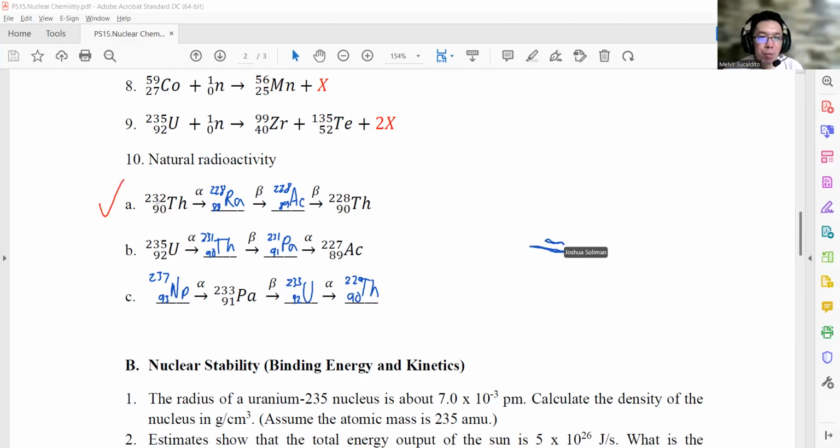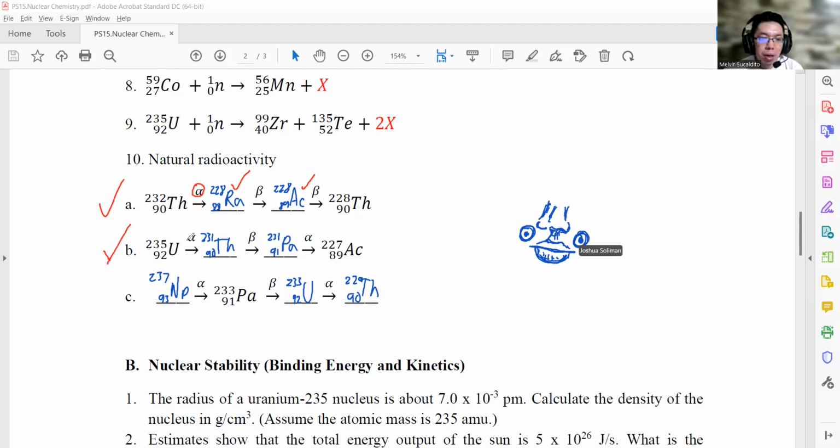So, your answers are all correct. Pag yung thorium will undergo alpha decay, minus 4 for the atomic mass, so 232 magiging 228, and for the atomic number, 90 minus 2, it will become 88. So radium ang mabubuo. Then it will undergo beta decay, plus 1 for the atomic number, you form actinium, 228. Then undergo another beta decay, you now form thorium again, but this time the atomic mass will be 228.